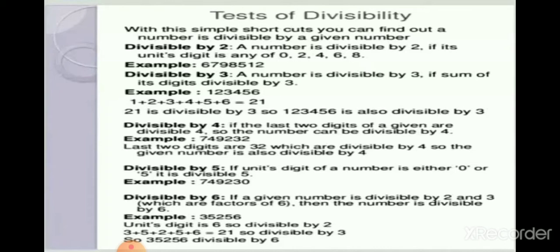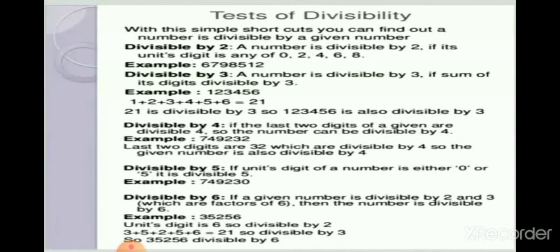Now a number is divisible by 3 only if the digits on adding give us a sum which is divisible by 3. So here the number given is 1,23,456. Now we will add the digits, that is 1 plus 2 plus 3 plus 4 plus 5 plus 6, that gives us 21. So 21 is divisible by 3, 7 times. So yes, this whole number is also divisible by 3.